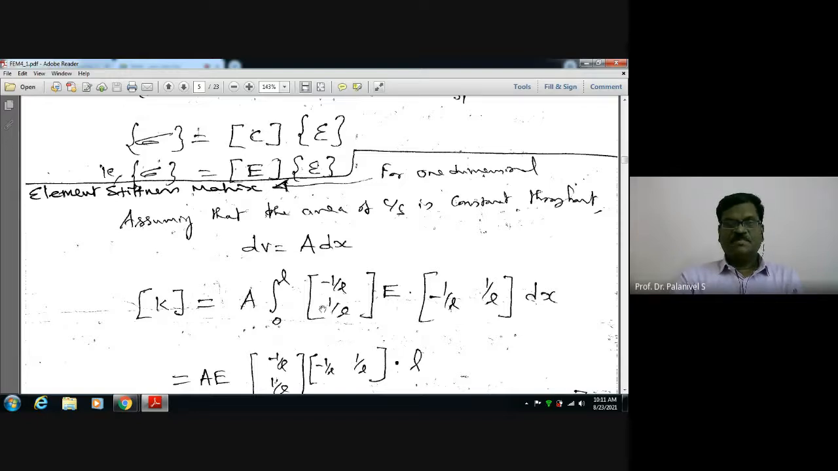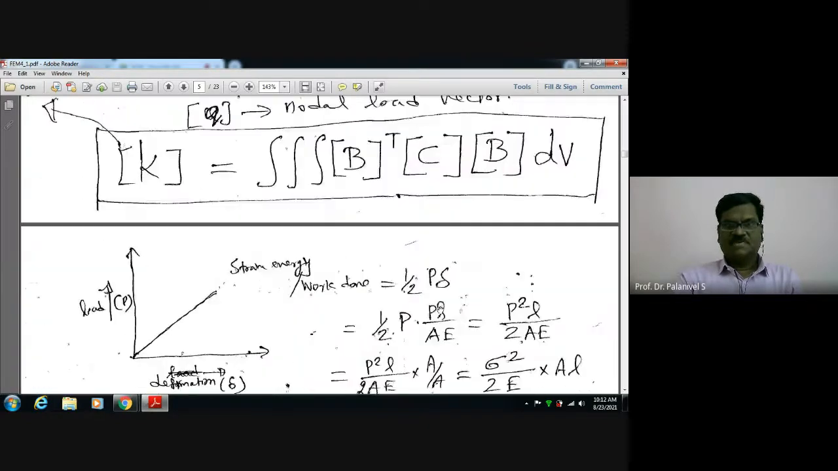Now I am coming to the B transpose. What is B transpose? Strain displacement matrix transpose. Already we have seen the strain displacement matrix is minus 1 by L, plus 1 by L. Its transpose is minus 1 by L, 1 by L, into the constitutive matrix. It's a one-dimensional element, so the constitutive constant is Young's modulus. That's why I have written capital E. No need to put a matrix, because the elastic constant is only one. So E into again the B matrix.